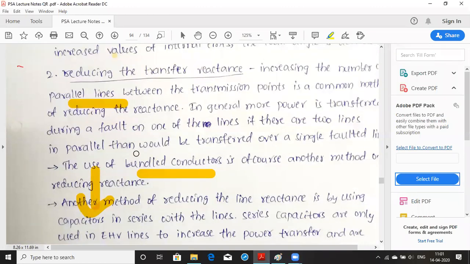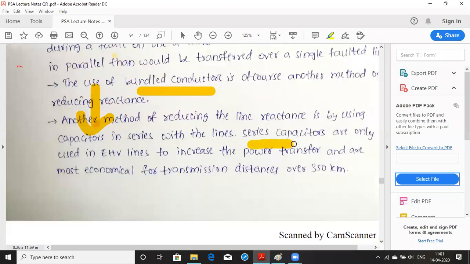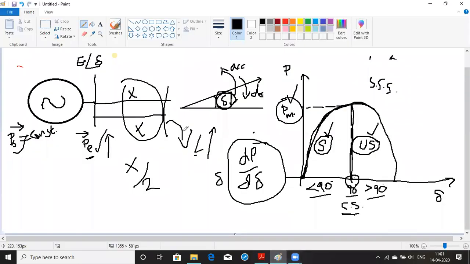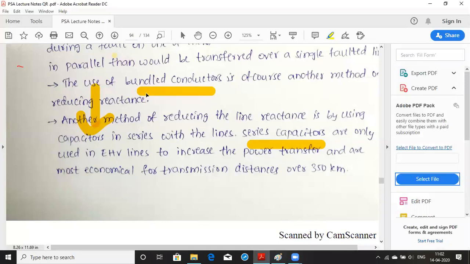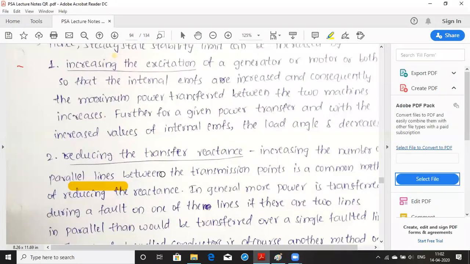And again, in reducing the transfer reactance, we also have another method: adding series capacitors. If you have a transmission line and you are adding some series capacitors, which have a negative reactance, as you already know, what happens? In the previous case it is X, but now it is X minus some value. Now it is X1 minus X, because we are adding a series capacitor. Therefore the total reactance will get reduced. So we have 3 methods in reducing the transfer reactance.